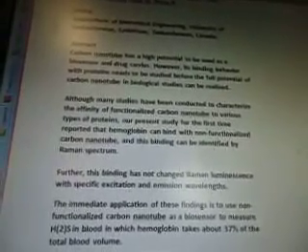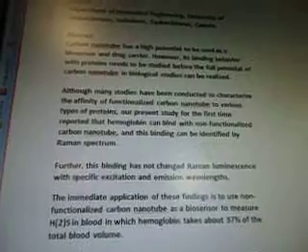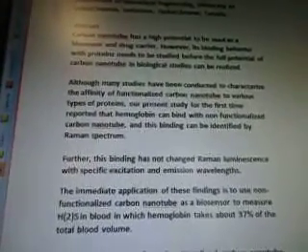So carbon nanotube has a high potential to be used as a biosensor and drug carrier. However, its binding behavior with proteins needs to be studied before the full potential of carbon nanotube in biological studies can be realized. Although many studies have been conducted to characterize the affinity of the functionalized carbon nanotube to various types of proteins, our present study for the first time reported that hemoglobin can bind with non-functionalized carbon nanotube, and its binding can be identified by Raman spectrum.